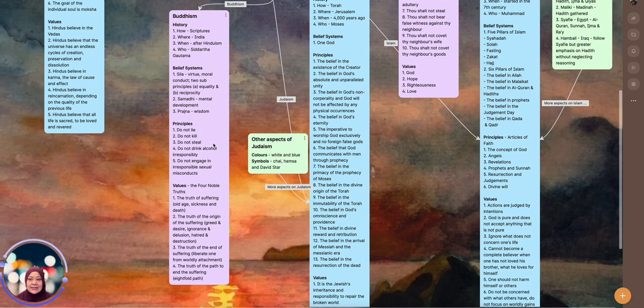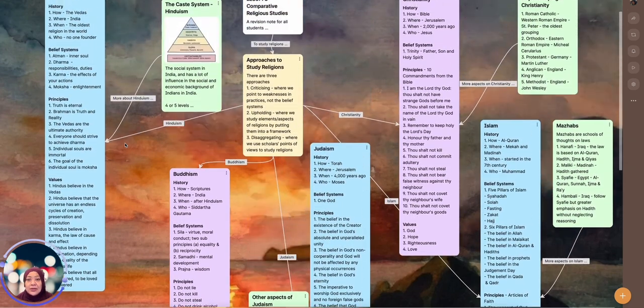So once again, ladies and gentlemen, for Buddhism, the history, belief systems, principles, and values, it is very important to understand the arrangement of the belief systems as well as the values, because they are in order. Unlike the principles here, which can be arranged or explained randomly. But for belief systems and values, they must be explained in order.